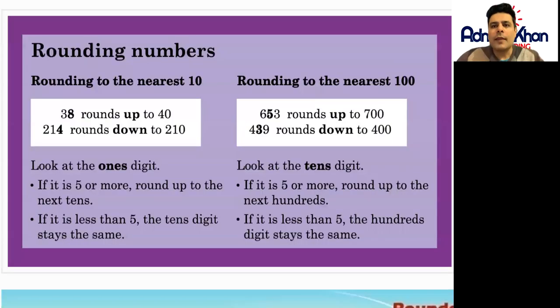Hi there, and welcome to Maths Rounding Numbers. So rounding to the nearest 10 means the following. So 38 rounds up to 40.